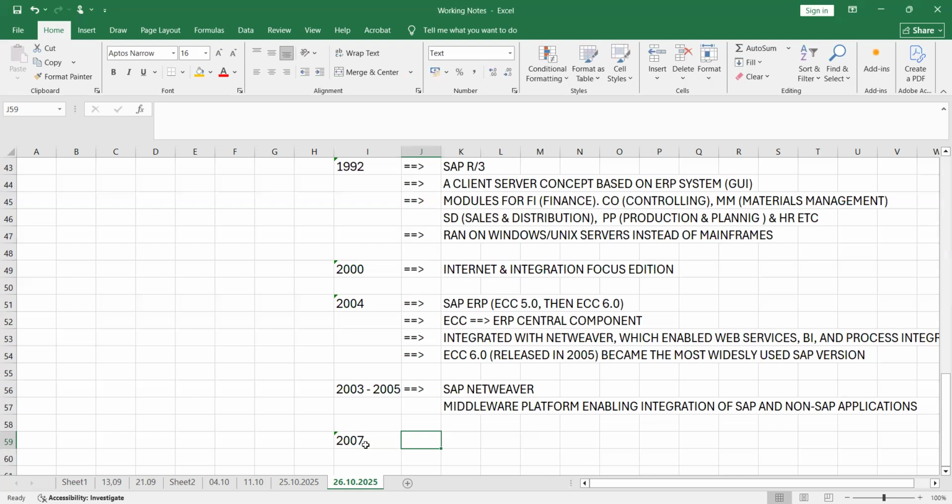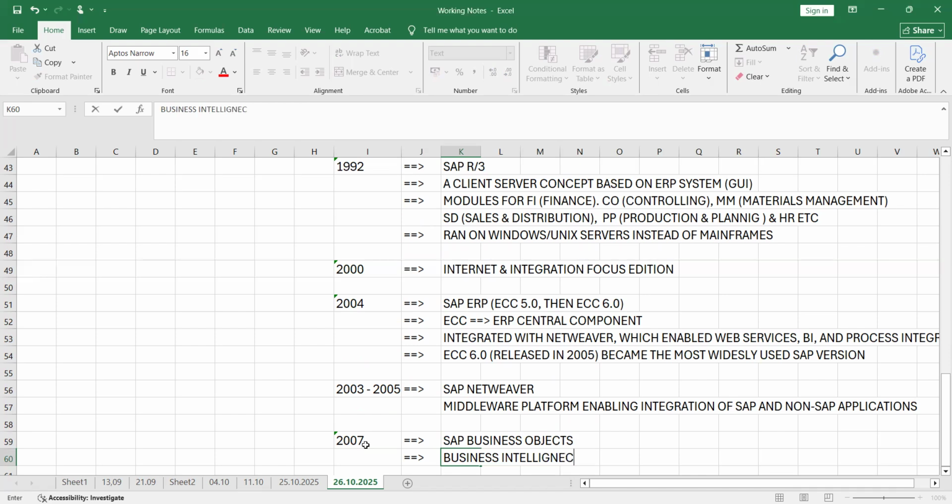And next one, in the year 2007, business acquisitions started. SAP Business Objects. What do you mean by SAP Business Objects? SAP Business Objects are nothing but business intelligence, BI, as I said, and reporting solutions.